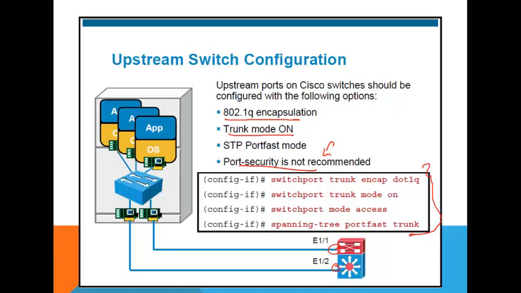The reason is that sometimes VMs may generate more MAC addresses than the number of VMs. If I have 10 VMs, I may sometimes have 11 MAC addresses. So if I have port security, it may sometimes shut down my physical ports. So you need to be cautious when enabling port security. PortFast can be enabled so that there is no waiting time when network convergence happens.